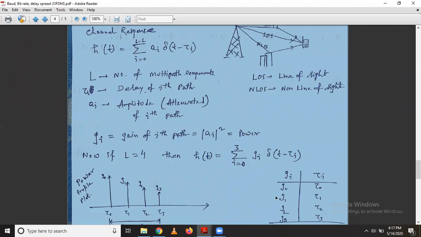Now if I plot this, tau is the time axis, the x axis, and G is the amplitude at each time. Whenever tau equals 0, the amplitude is G0, then tau 1, G1, and the amplitude keeps degrading. When tau equals 0, it is G0, which means this is the original signal, the line of sight signal received at the mobile phone. Now, this diagram is nothing but the power profile plot.